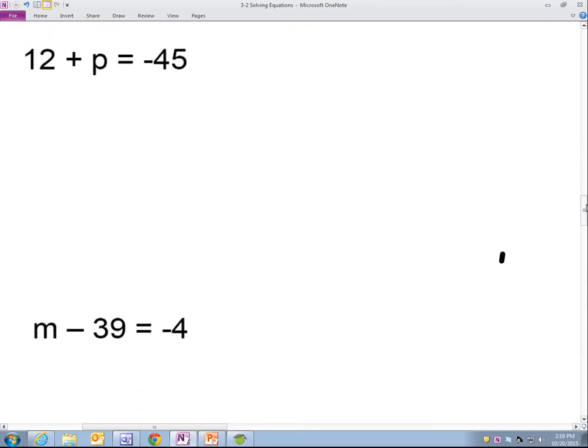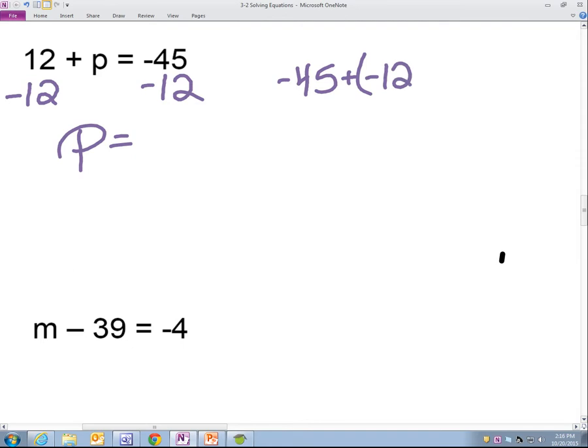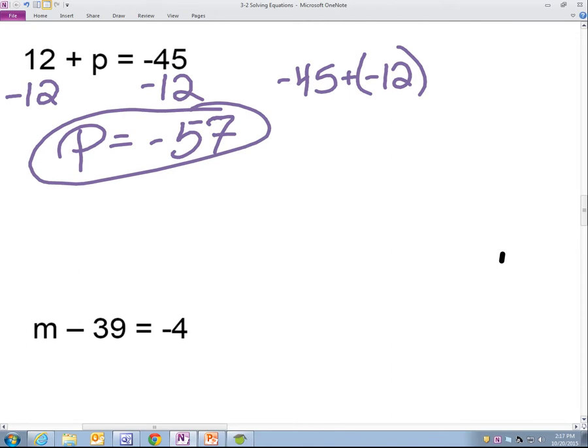Now we have this guy, 12 plus p. Okay? What's happening to the variable? It is being added to 12. But this variable doesn't like to be added to 12, so it's going to take 12 away from it. With my integer properties, I know that I can add a negative in there instead of subtracting. The answer is negative 57.